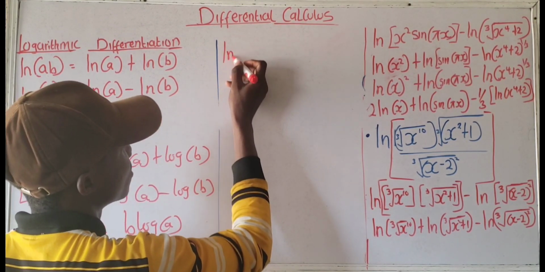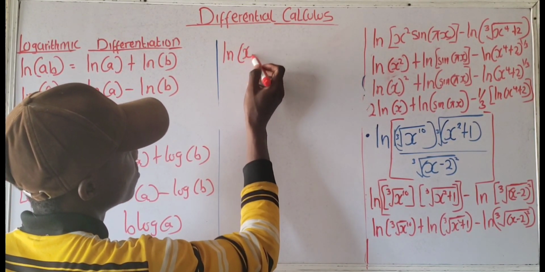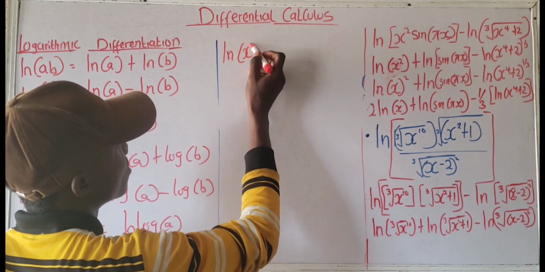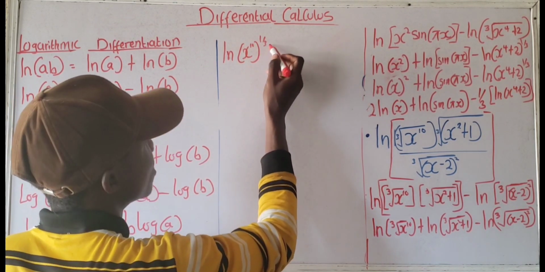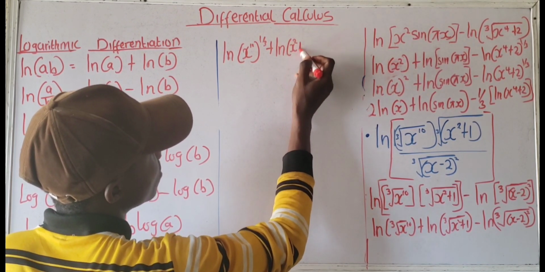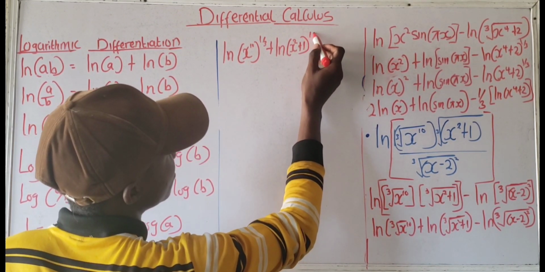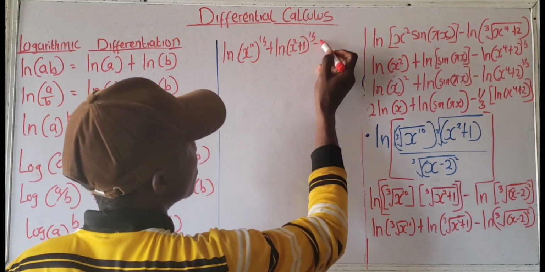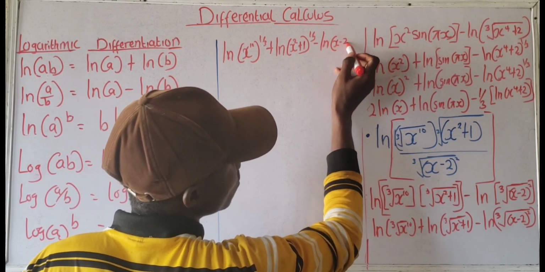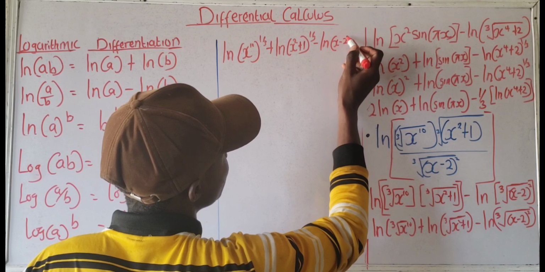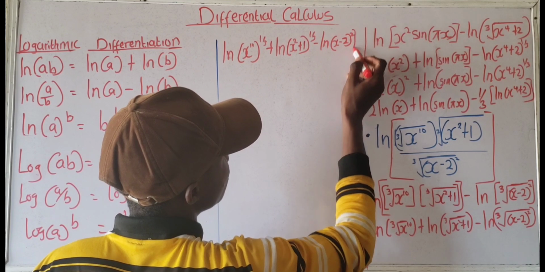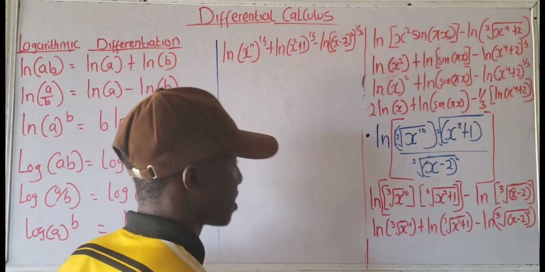For this, I'm going to have the natural log of x raised to the power of 10 multiplied by 1 over 3, plus the natural log of x squared plus 1 multiplied by 1 over 3, minus the natural log of x minus 2 raised to the power of 2, please pay attention, x minus 2 raised to the power of 2 multiplied by 1 over 3, you understand?